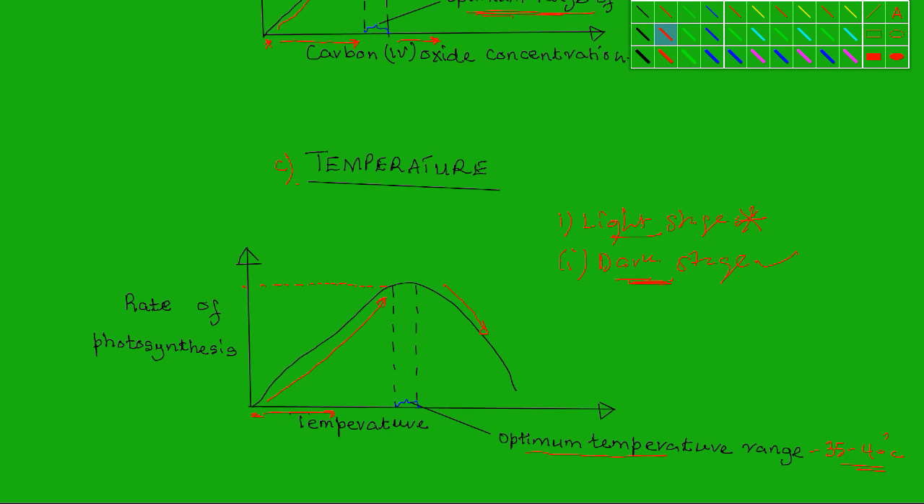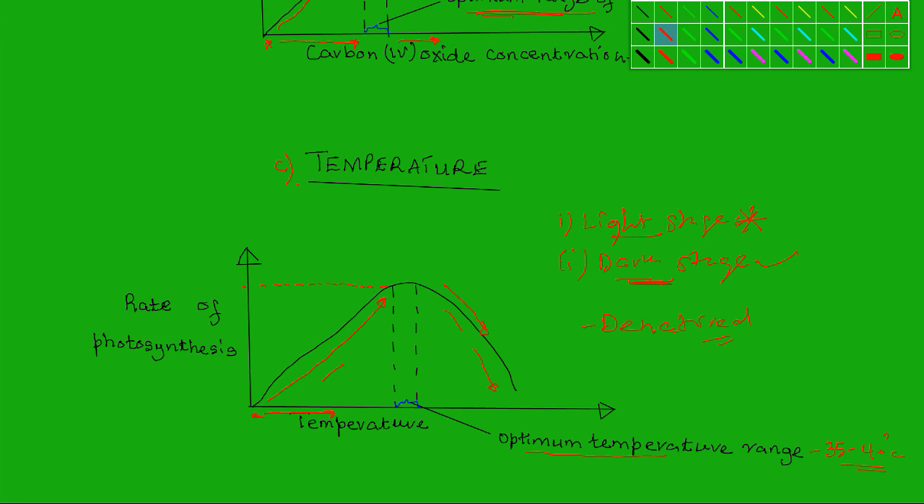So, why does the rate decrease beyond the optimum? It's because as the temperature rises, the enzymes become more activated, so they speed up the rate of photosynthesis. But when the temperatures rise beyond the optimum, the enzymes get destroyed. We say the enzymes become denatured. And as more and more become denatured, the rate decreases until it may eventually come to a stop.